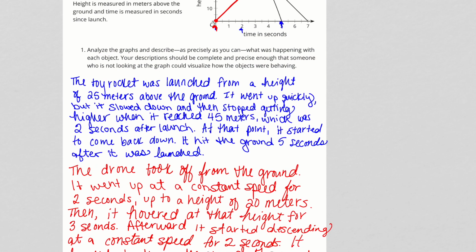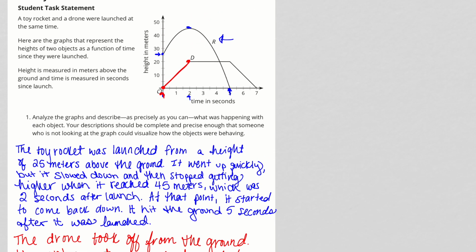Okay, so if I look back up here, here's our hovering, and then here's our descent. We can see that that is at a constant speed right there. We hovered for 3 seconds, and then we descended for 2 seconds, and landed on the ground at 7 seconds.